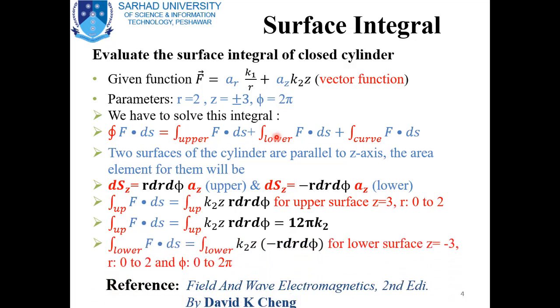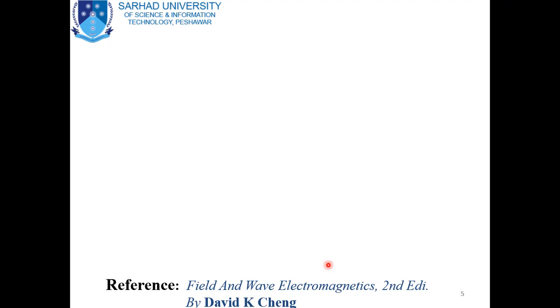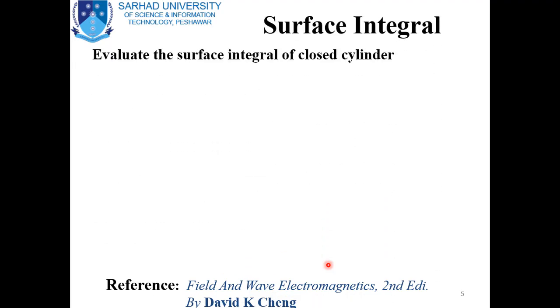Now we will do the same for the lower surface, but in this case we will put z is equal to -3 and the limits are the same, and we will get the value of this surface integral, which is the lower part of the cylinder. The answer is 12 pi k2.